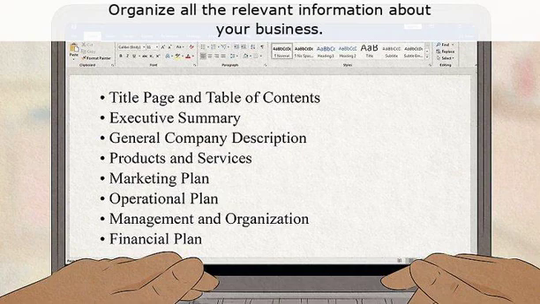Marketing plan, in which you describe how you'll bring your product to its consumers. Operational plan, in which you describe how the business will be operated on a day-to-day basis. Management and organization, in which you describe the structure of your organization and the philosophy that governs it. Financial plan, in which you illustrate your working model for finances and your need from investors.